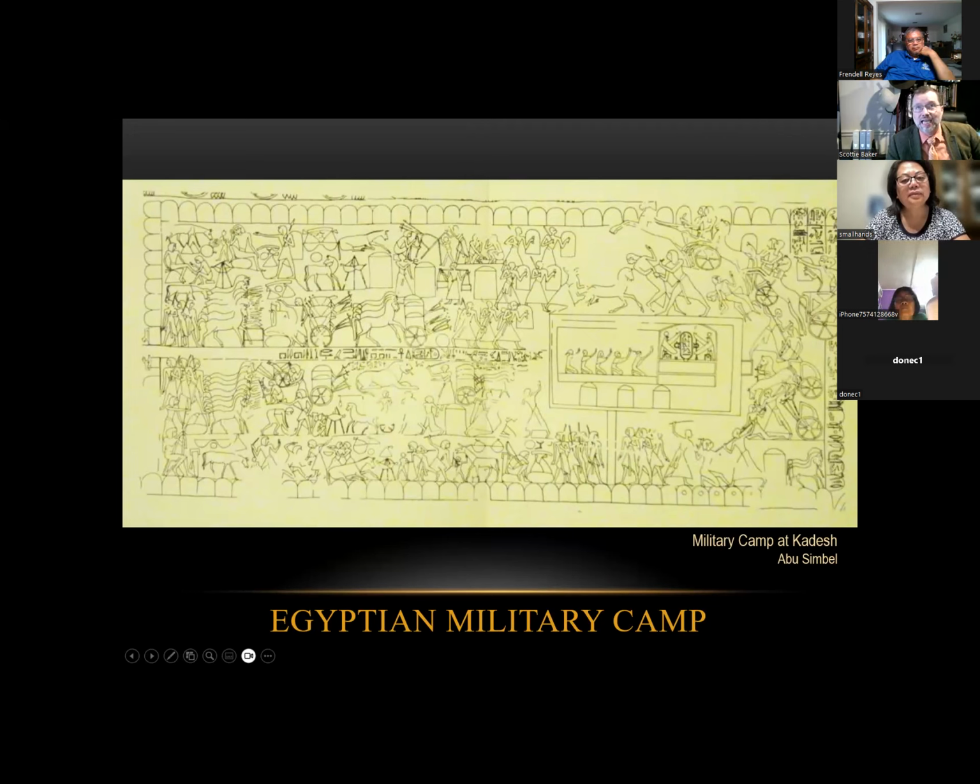They're training, doing different things. And then on this side of the camp, the Hittites are breaking in and attacking. So they're attacking the camp on the right side. And that's kind of portraying what happened. They were at peace, and the Hittites just attacked their camp.